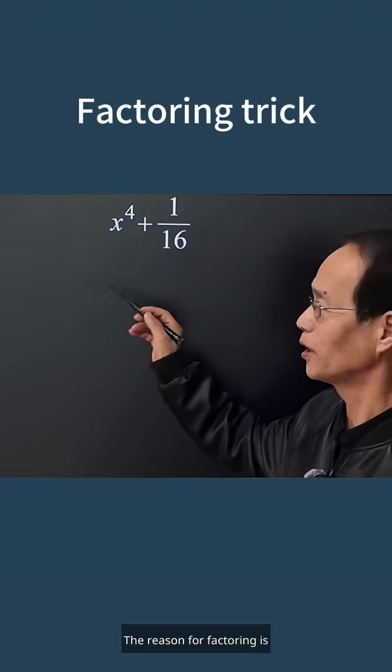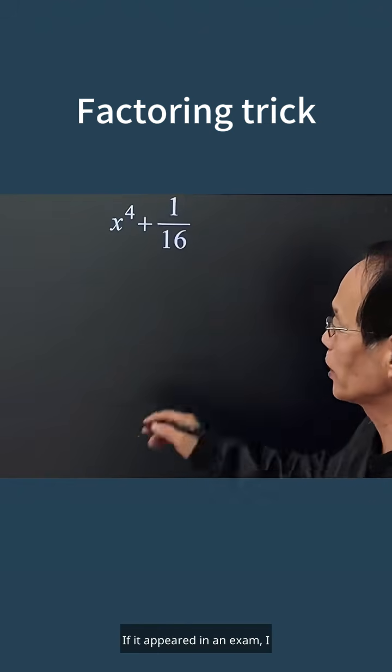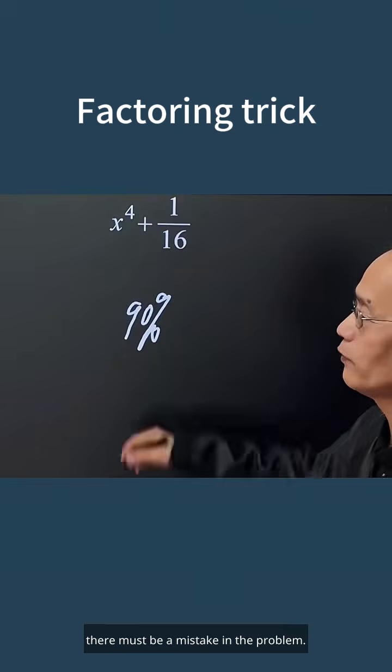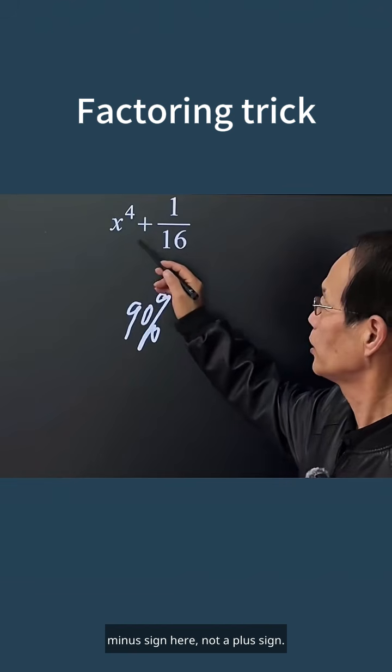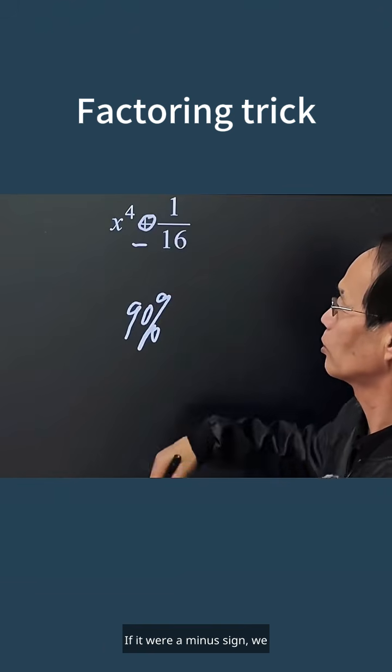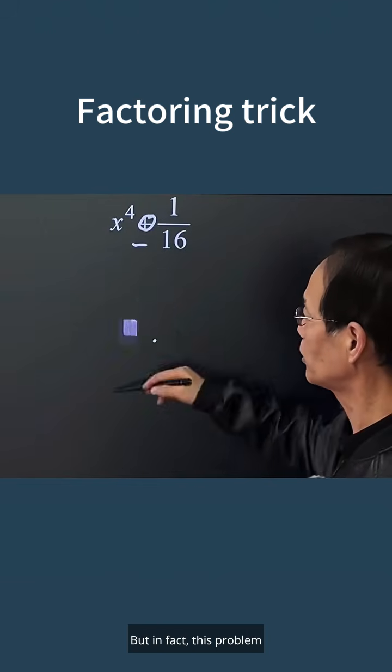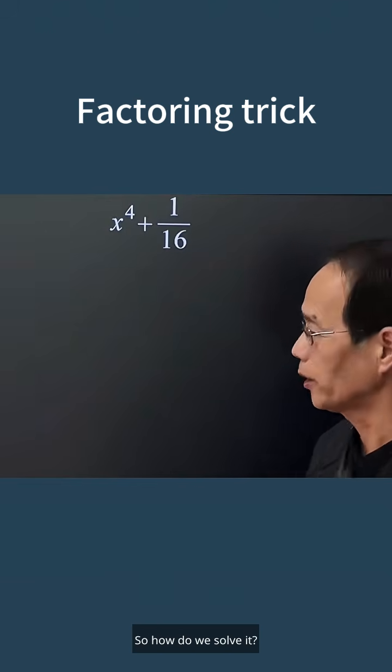The reason for factoring is this problem. If it appeared in an exam, I believe 90% of students would be stunned, thinking there must be a mistake in the problem. They'd think it should be a minus sign here, not a plus sign. If it were a minus sign, we could use the difference of squares formula. But in fact, this problem really does have a plus sign. So how do we solve it?